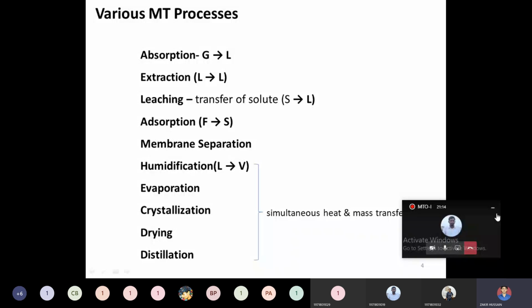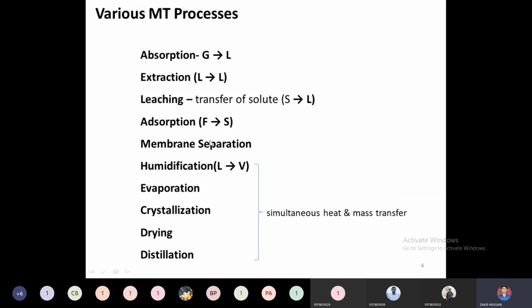Industrially there are many processes of interest in mass transfer operations. The first among those is absorption. Absorption is the transfer of solute from the gas phase to a counter-currently flowing solvent, and the solvent is a liquid. So this operation is referred to as a gas to liquid operation. An example is the absorption of NH3 in water.